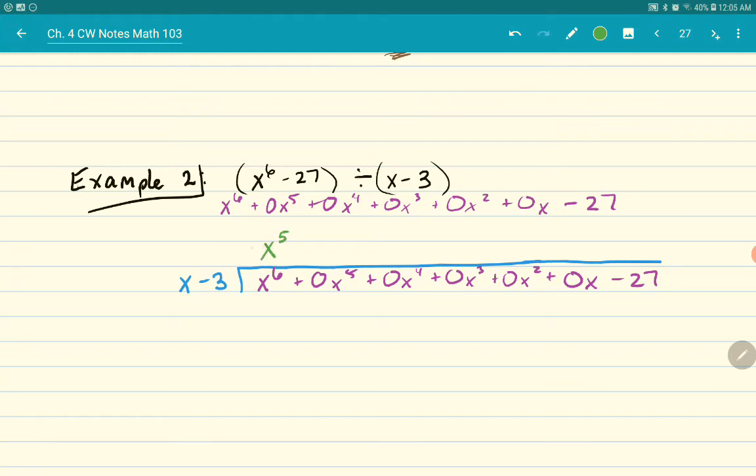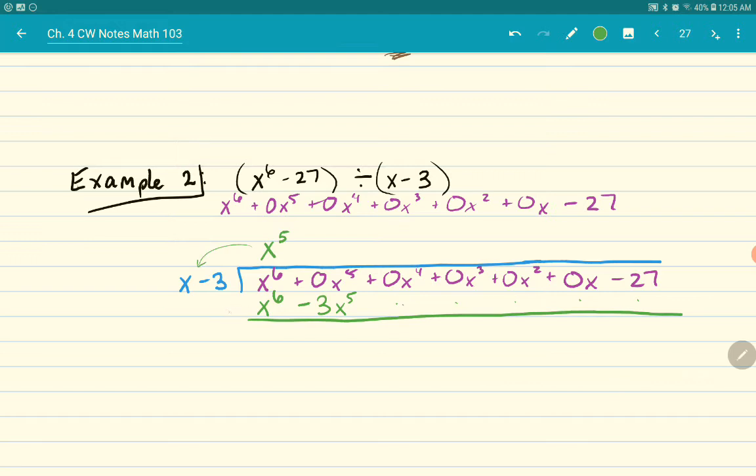So I take my x to the 5th and multiply it by x minus 3, and I get x to the 6th minus 3 times x to the 5th. So that needs to line up with the x to the 5th, so that's going to be minus 3x to the 5th. And I don't have anything for the 4th, 3rd, 2nd, x, or even the constant. So that's okay. So those are all zeros.